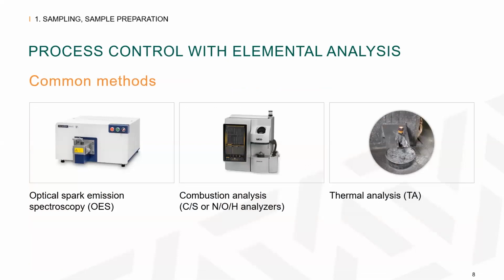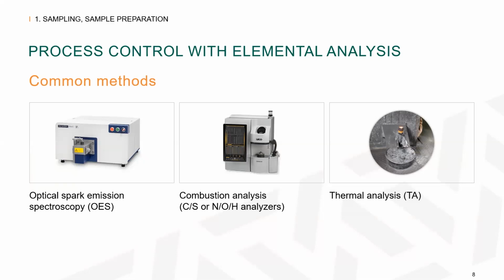Common methods for analysis are optical emission spectroscopy, combustion analysis, and thermal analysis. With OES or optical emission spectroscopy, the pros of using it would be the wide range of elemental analysis, including carbon, as well as light elements. There is a low cost of ownership, and you can produce the fastest results with a relatively low degree of sample prep.